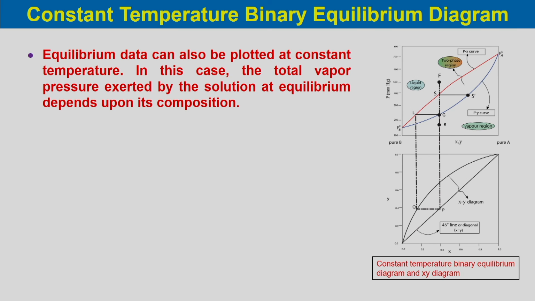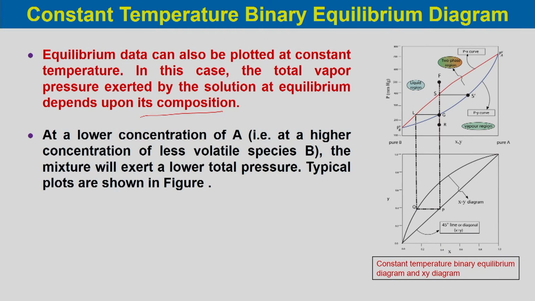Now, we will discuss the constant temperature binary equilibrium diagram. Equilibrium data can also be plotted at constant temperature. In this case, the total pressure exerted by the solution at equilibrium depends upon its composition. So, at a lower concentration of A, that is at a higher concentration of the less volatile species B, the mixture will exert a lower total pressure. Typical plots are shown in this figure. So, this is the PXY diagram at constant temperature.